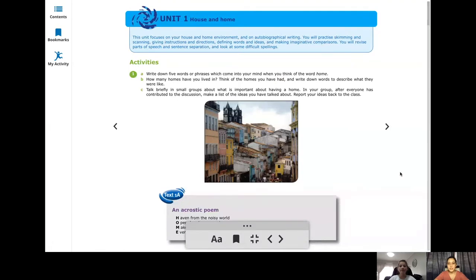Okay, can you see the screen? Yes. Okay, this is your textbook. And we're going to start right from the beginning. So this one is about house and home, so it focuses on your house and home environment. Oh, cool. And on autobiographical writing.